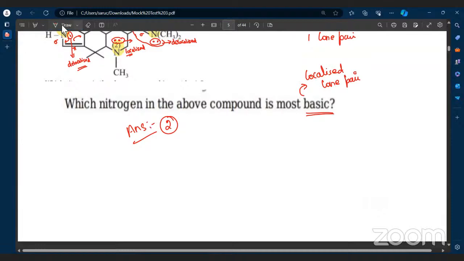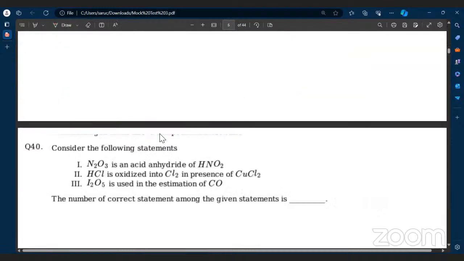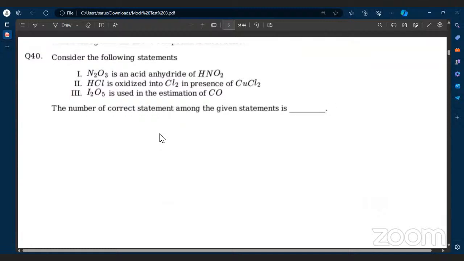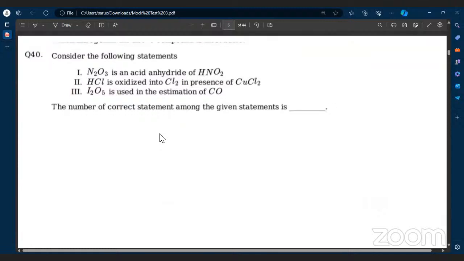So moving to the next question. Consider the following statements. N2O3 is an acid anhydride of HNO2. HCl is oxidized into Cl2 in presence of CuCl2. I2O5 is used in the estimation of CO. What is the number of correct statements among the given statements? You have to check whether each statement is correct or incorrect and count the number of correct statements.